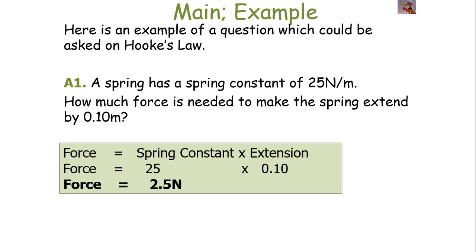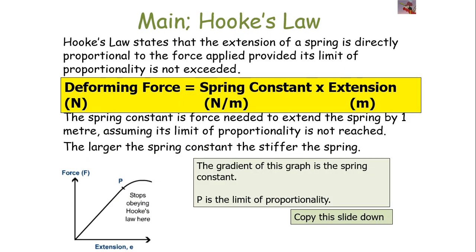So let's have a look at an example question. So a spring has a spring constant of 25 newtons per meter. How much force is needed to make the spring extend by 0.10 meters? So you do force equals spring constant times by extension, 25 times by 0.10, 2.5 newtons. Now just to clarify, make sure you check that your units given in the question are without prefixes, and they aren't. Make sure you give a unit in your answer, which is newtons, and make sure we give it to the correct number of significant figures.